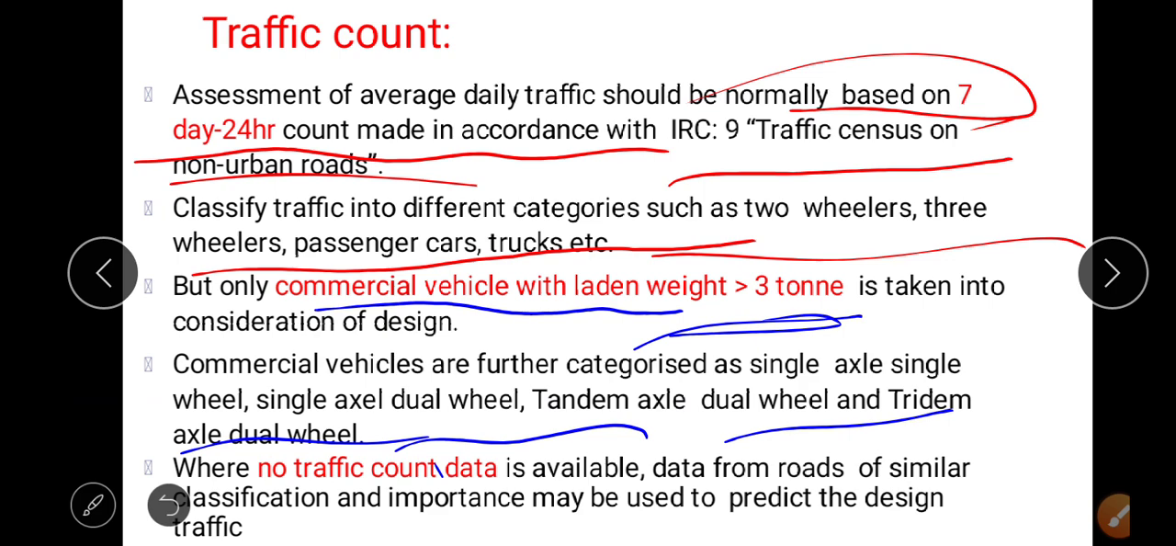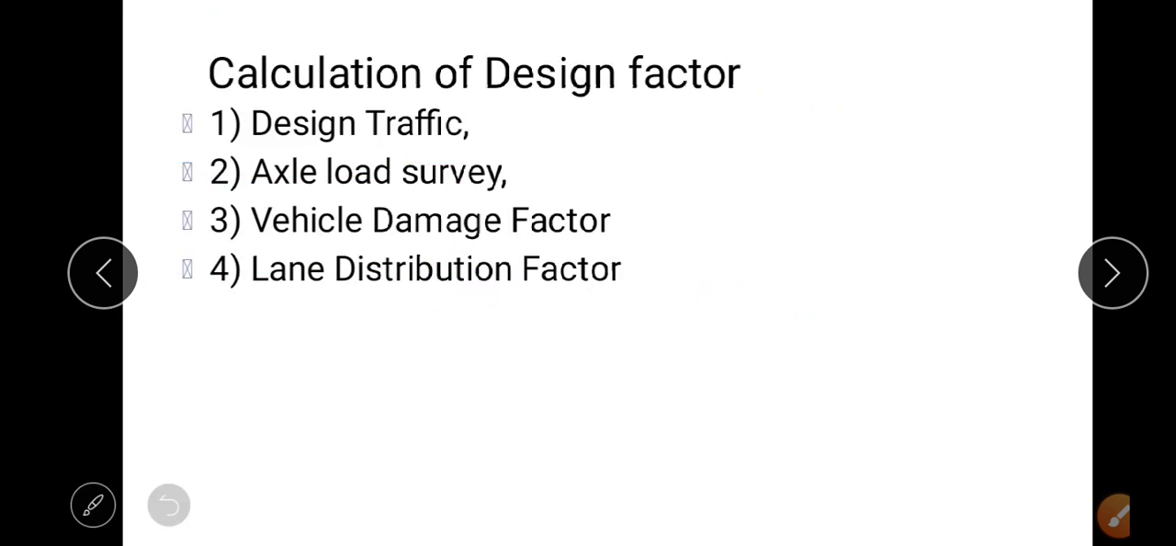Where no traffic count data is available, data from roads of similar classification and importance may be used to predict the design traffic. So sometimes it may be possible that actual traffic count data may not be available. In that case, we cannot stop the work. Then what should we do? Similar classification and importance may be used, by previous history or records, so that we can predict the design traffic for the present case.